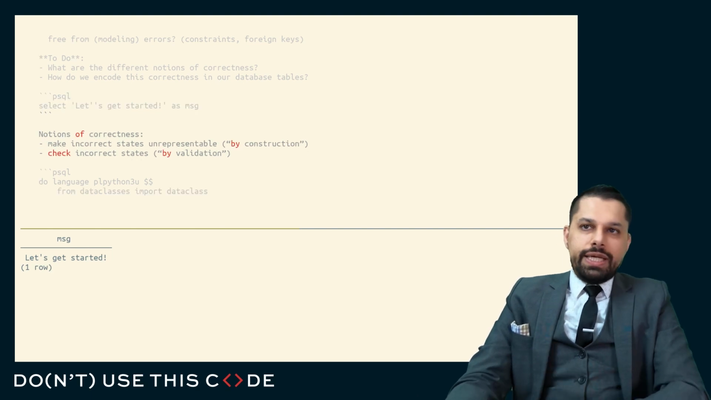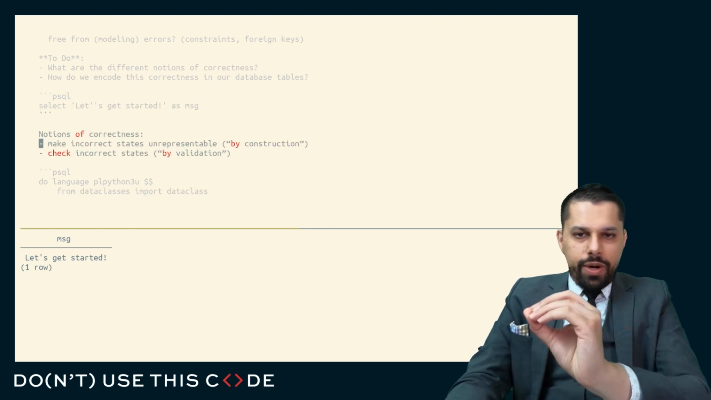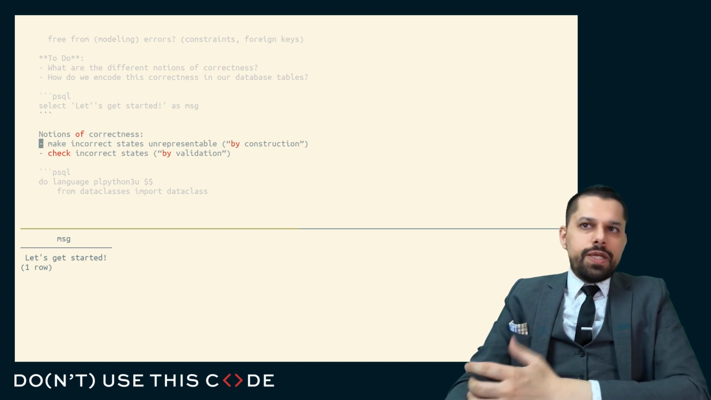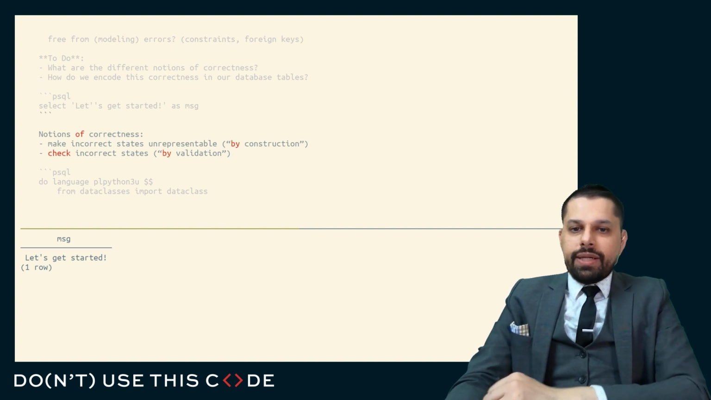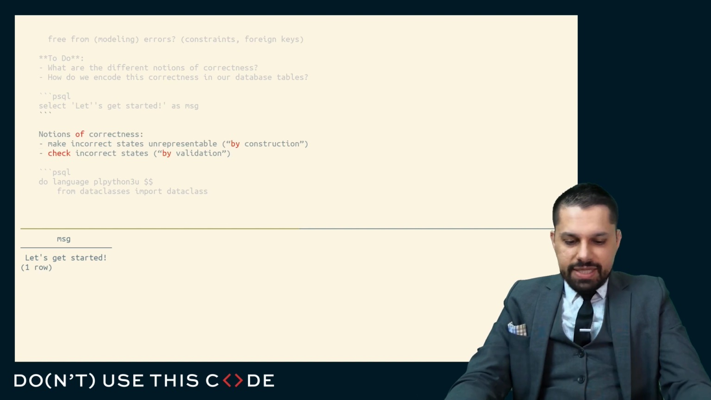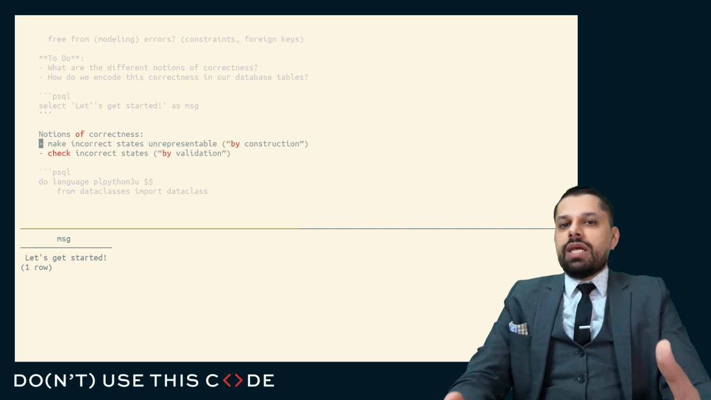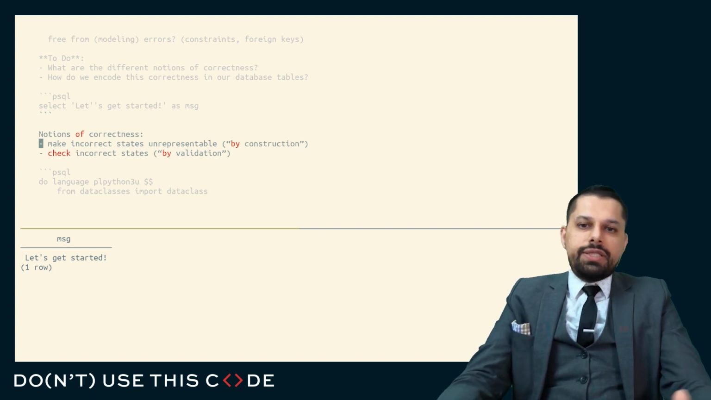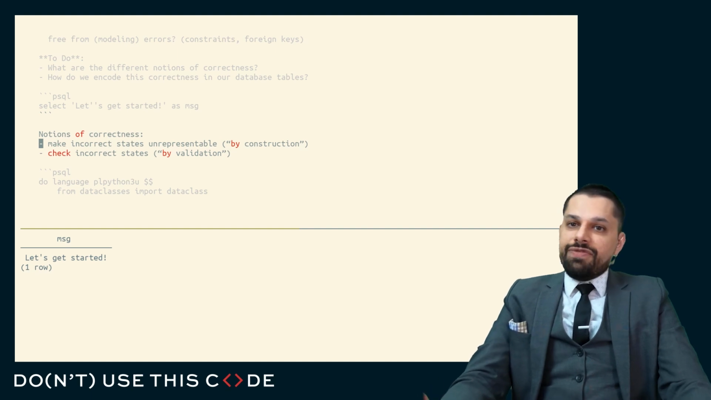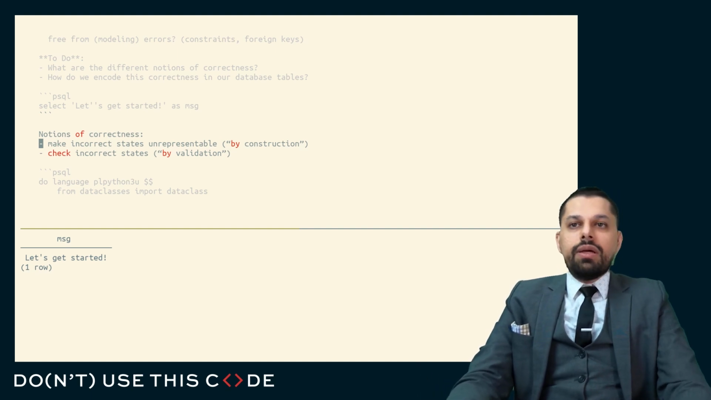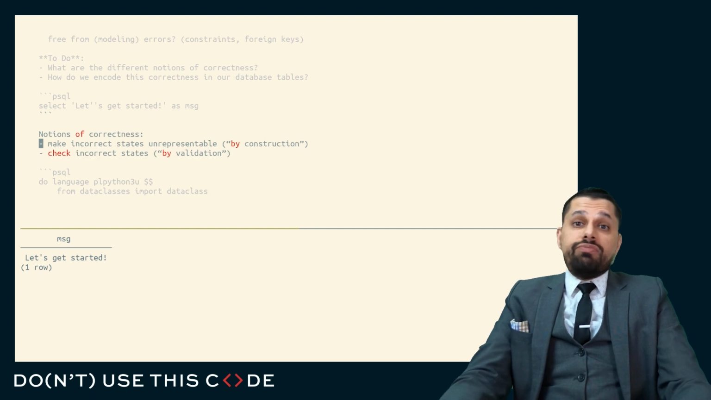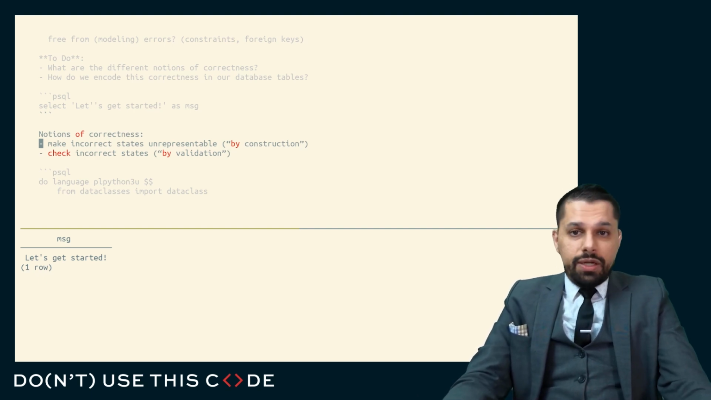You may have heard people say things like, make incorrect states unrepresentable. And this is what you might call correctness by construction. If the data exists, it must be correct. There must be something that's been checked on that data. Invalid data cannot be represented in the system, and therefore, if the data is in the system, it must be valid. And the other approach you can take is to perform some sort of checking. This is correctness by validation, predicative correctness.